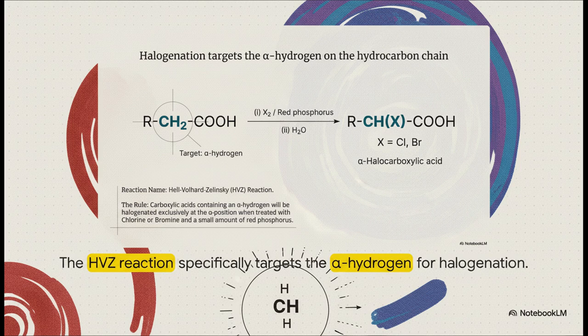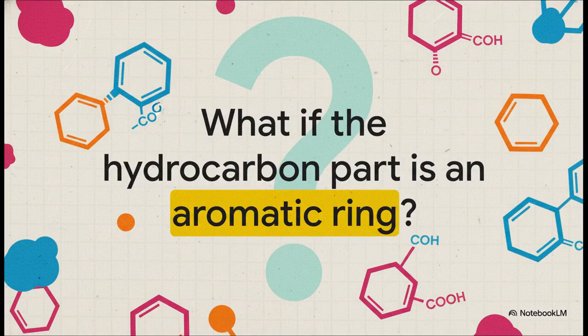The HVZ reaction uses red phosphorus and a halogen, like chlorine or bromine, to swap out that one specific alpha hydrogen for a halogen atom. Okay, so that's what happens on a straight chain. But what if our hydrocarbon part isn't a chain at all? What if it's a benzene ring, making it an aromatic carboxylic acid? Do the same rules even apply?